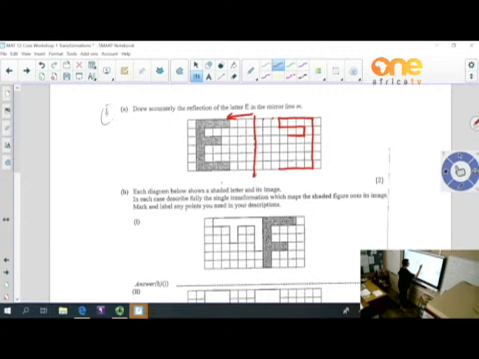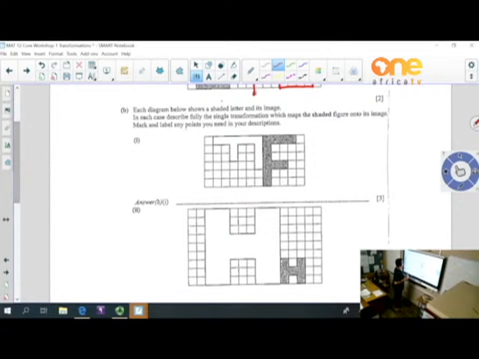It must also always be able to fold. Must always be able to fold it. And there is my reflection. Can you see? But your starting point is very important.